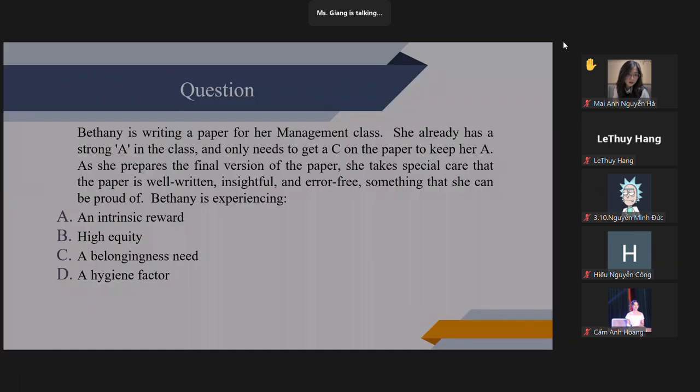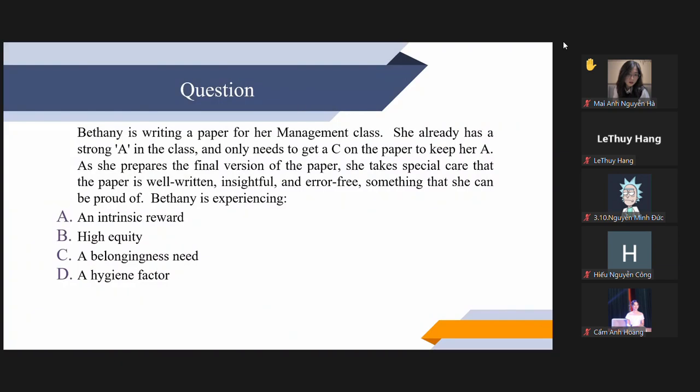So let's check some questions. Bethany is writing a paper for her management class. She already has a strong A in the class and only needs to get a C on the paper to keep her A. As she prepares the final version of the paper, she takes special care that the paper is well written, insightful, and error-free, something that she can be proud of. So Bethany is experiencing what?